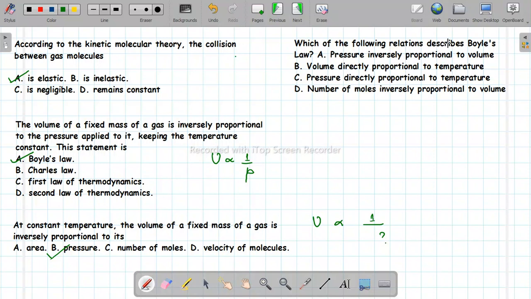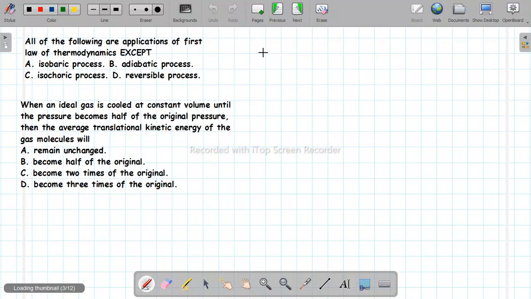Which of the following relation describes Boyle's law? Again, volume is directly proportional to pressure? No, pressure is inversely proportional to volume. Option A is the correct option. If either one of them is increasing, then the other will decrease.